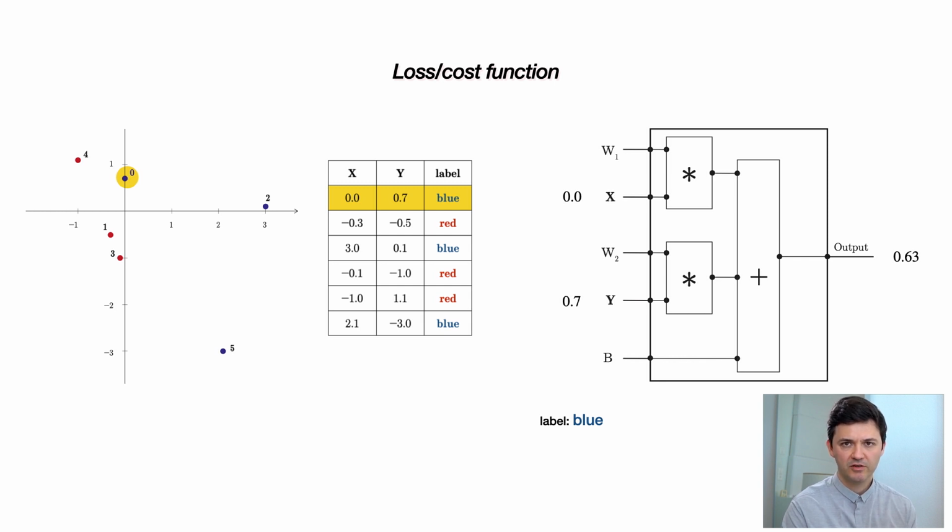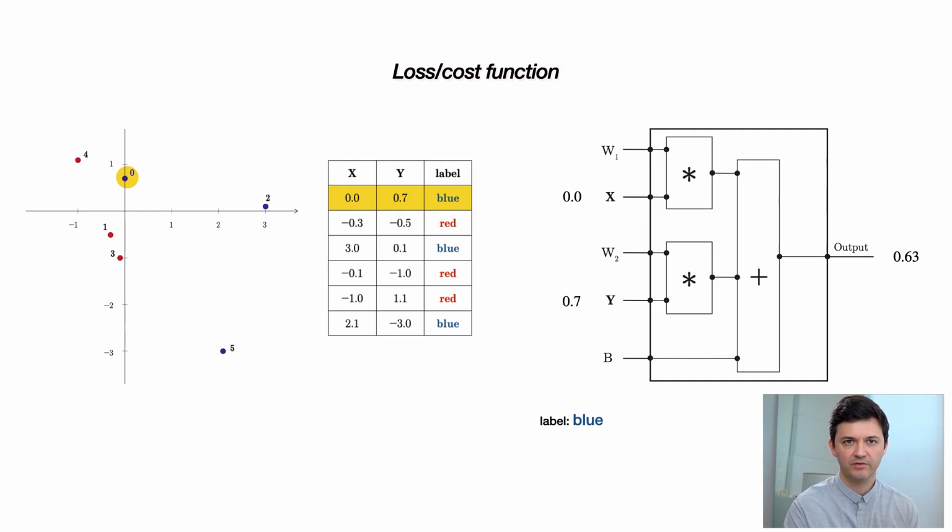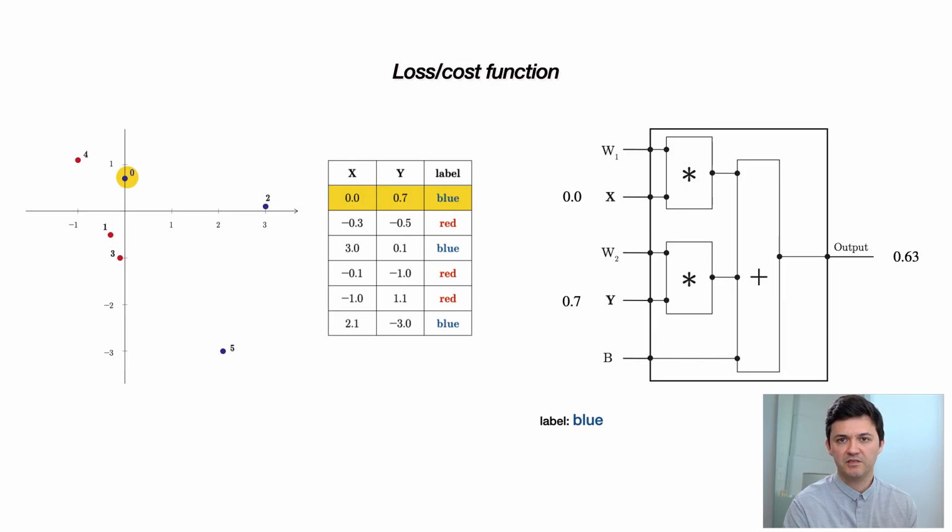So a loss or a cost function would then compare this output of the neuron with what would be our desired output. So what is our desired output? Well, our desired output is defined by the label of our data point. In our case, the label for this data point is blue. So we want our network to output blue when it sees these coordinates. But how can the neuron output the string blue? Well, it cannot, because our neuron can only output real numbers, and such a number is this output, 0.63.